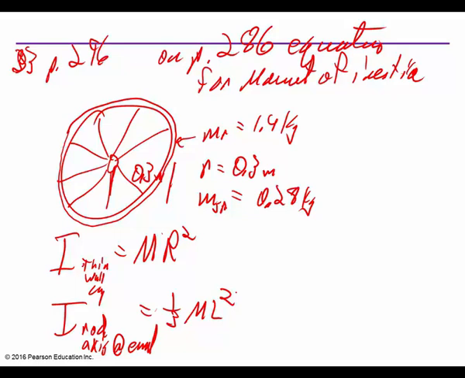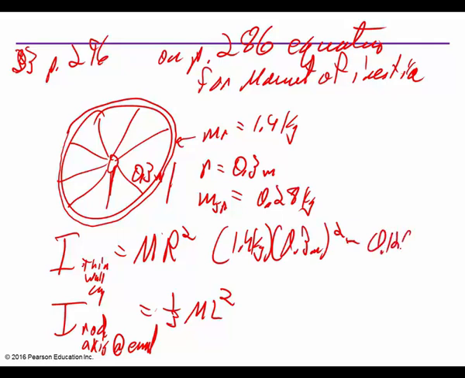Now, everybody listen. If I give you a moment of inertia problem on the test, it's going to be this one right here, or one very similar to it. All right, so let's just plug everything in. Now it's just plug and chug. We've got 1.4 kilograms times 0.3 squared, and we get a moment of inertia of 0.126 kilogram meters squared. Don't forget it's meters squared.